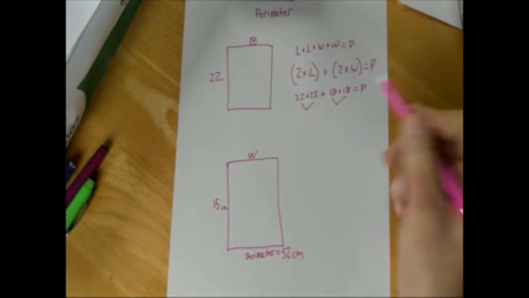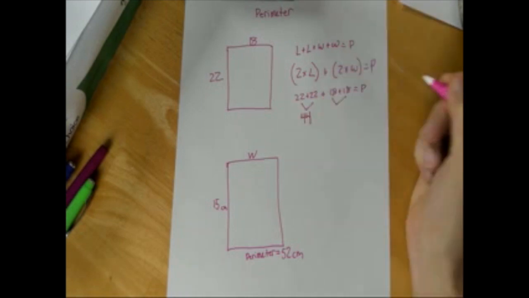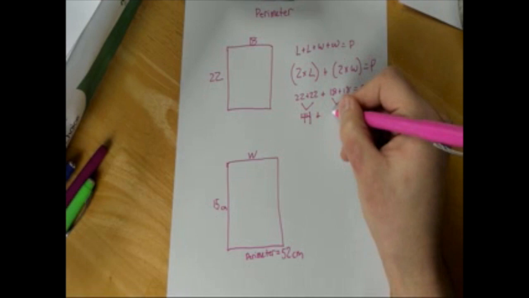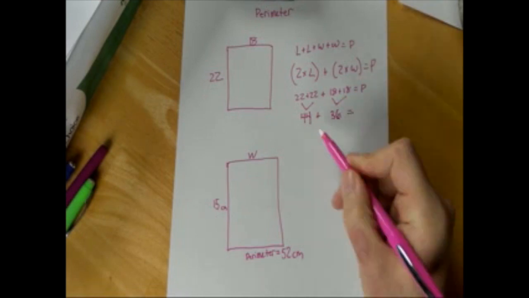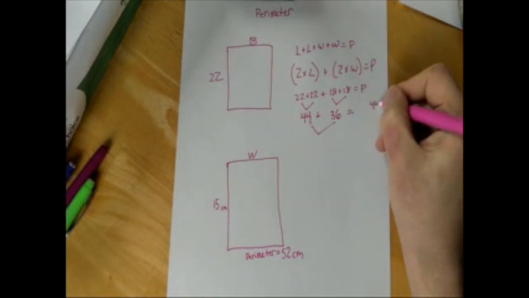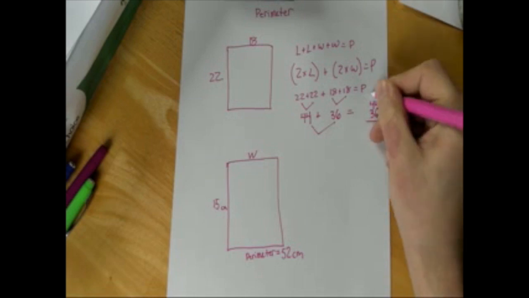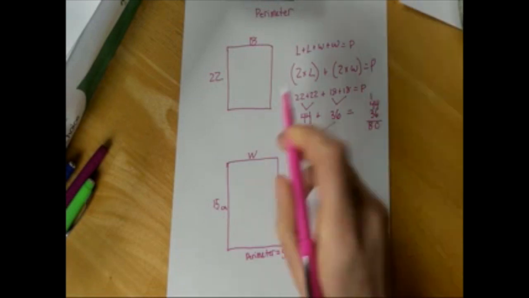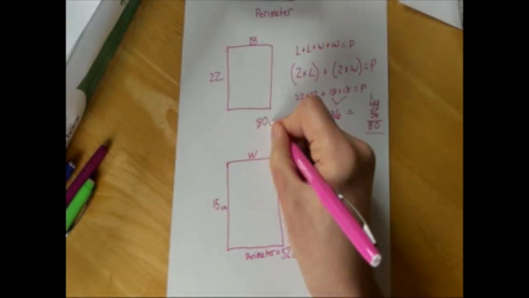I'm going to combine my doubles first. 44. This would be 36. Now I'm going to just set this up on the side. Double check. So our perimeter of this figure would be 80 units.